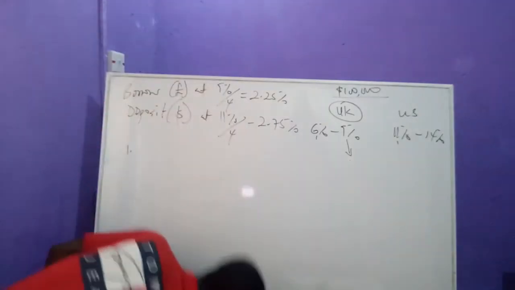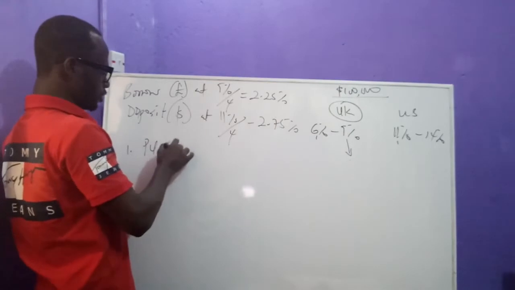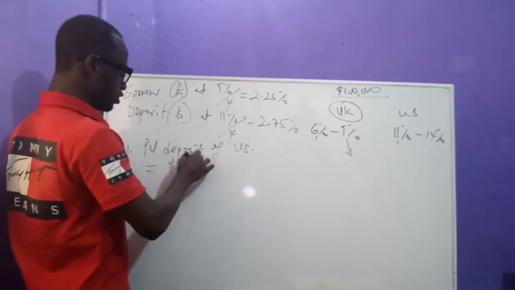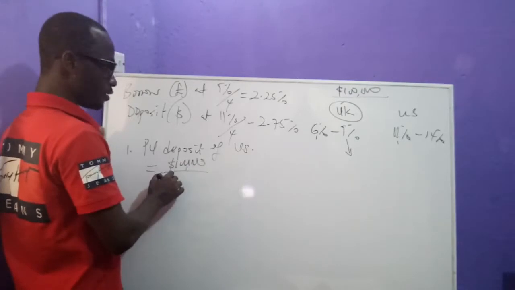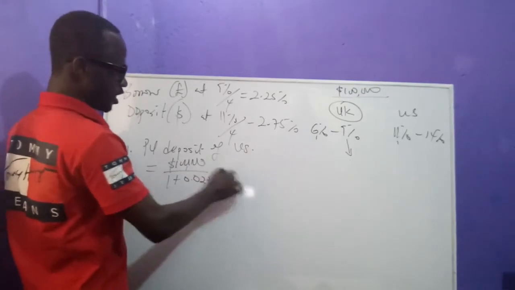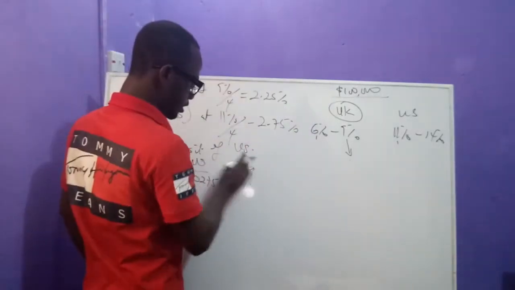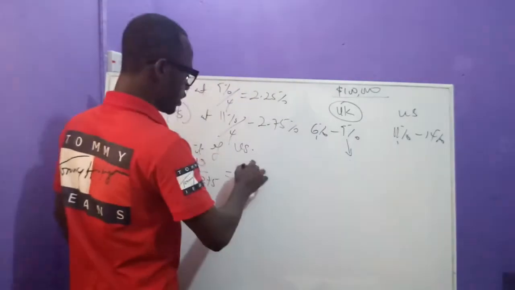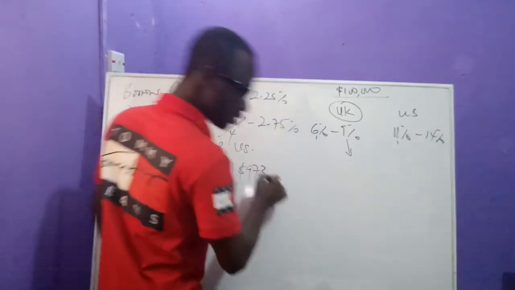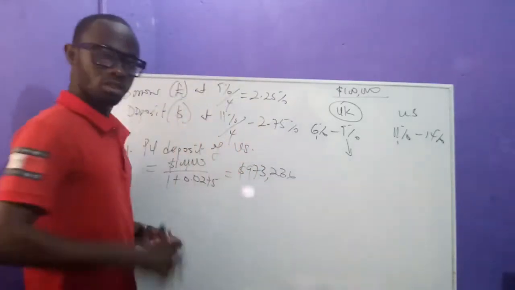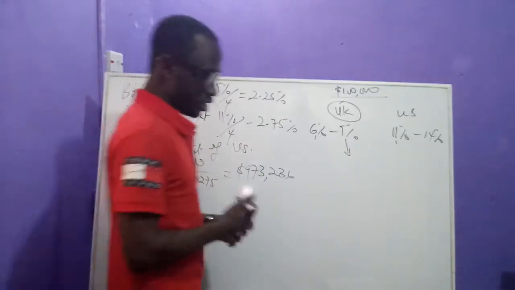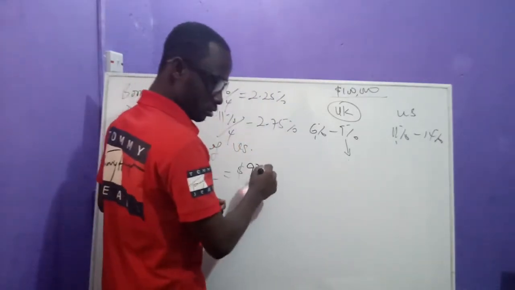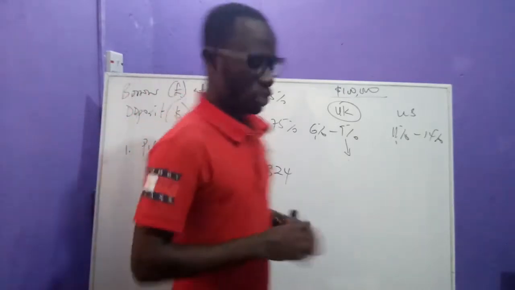So the present value deposit of the US dollars is going to be $100,000 divided by 1 plus 0.0275, and that gives us an amount of 97,324.